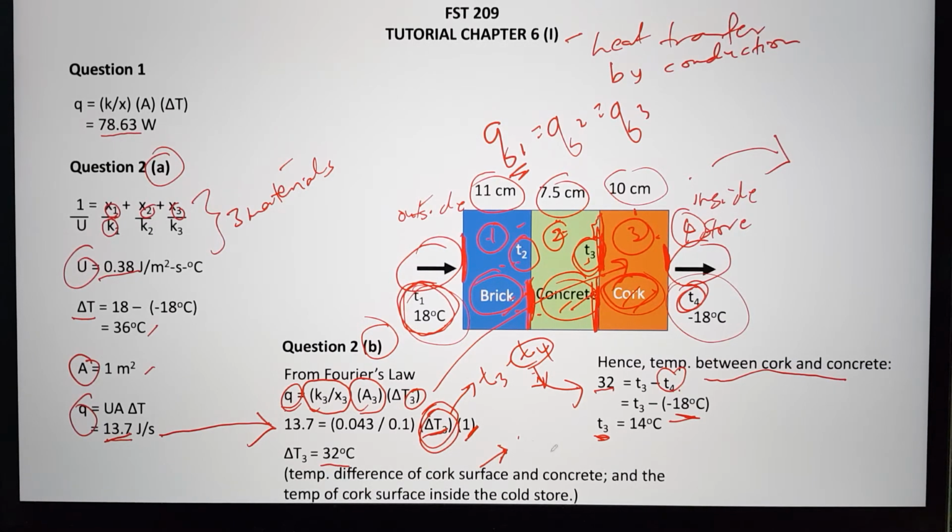Okay, so please practice for this particular problem statement. Alright, now let's move on to another question.